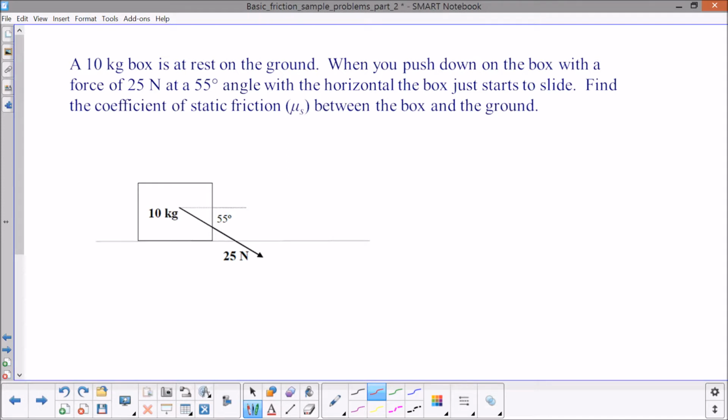In this problem, there's a box that's at rest on the ground, and you're going to push on the box, but you're pushing down at a 55-degree angle below the horizontal. When the force that you apply is 25 newtons, the box just starts to slide. From that, we can determine what the coefficient of static friction is between the box and the ground. So the first thing that we need to do is take that applied force, the 25 newtons, and break it into x and y components.